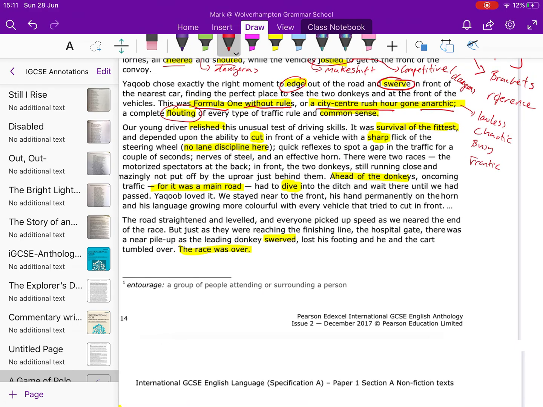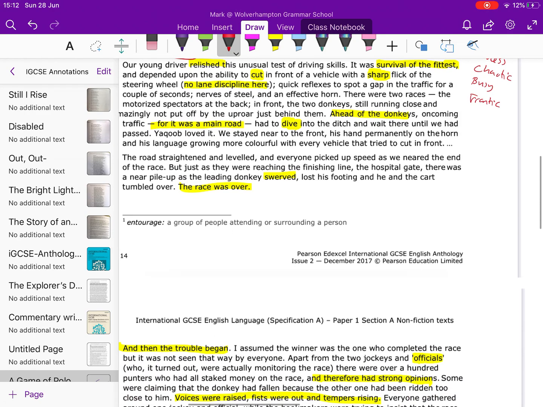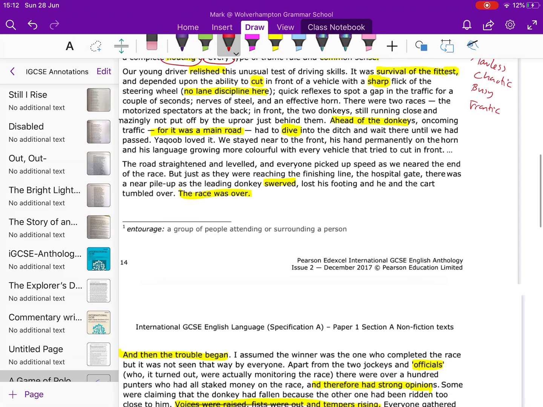People flouting lockdown rules over the past few months, basically breaking the rule, every type of traffic rule and common sense. So they're not just breaking some traffic rules, but the use of every, once again, reinforces the total chaos of this scene. And it's not just people speeding, but it's people speeding, changing lanes, not indicating, and not obeying any traffic lights or road signs, whatever there may be.